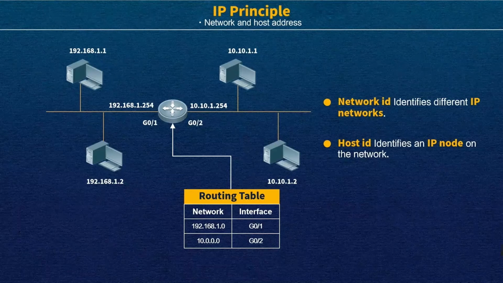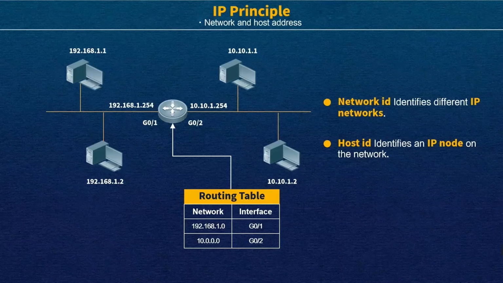The left one, the network ID is 192.168.1.0, but the right one is 10.0.0.0. Because on the topology, the Gigabit 2 IP address is 10.10.1.254, right? Why did the network ID become 10.0.0.0? So this also is a question.